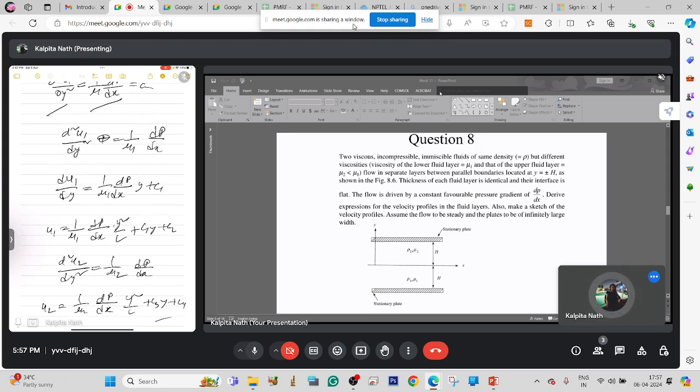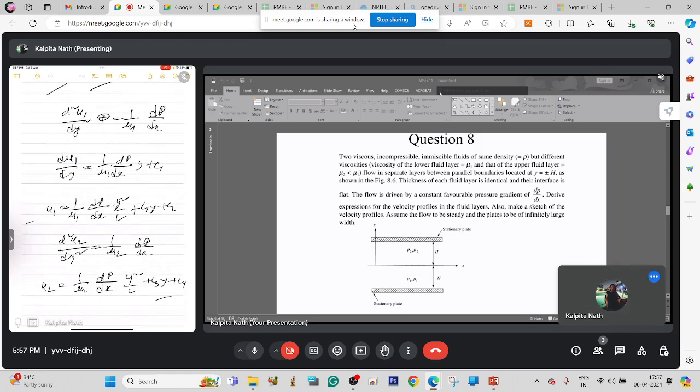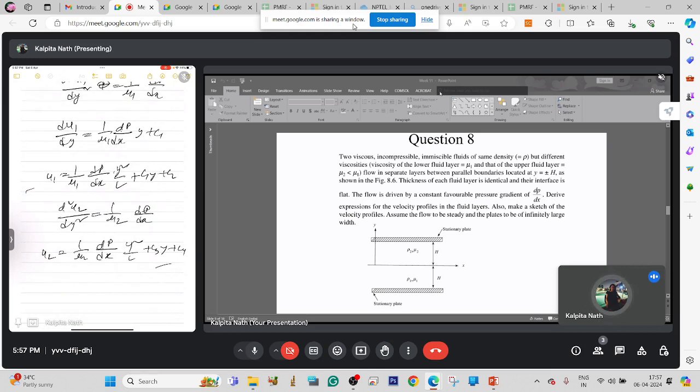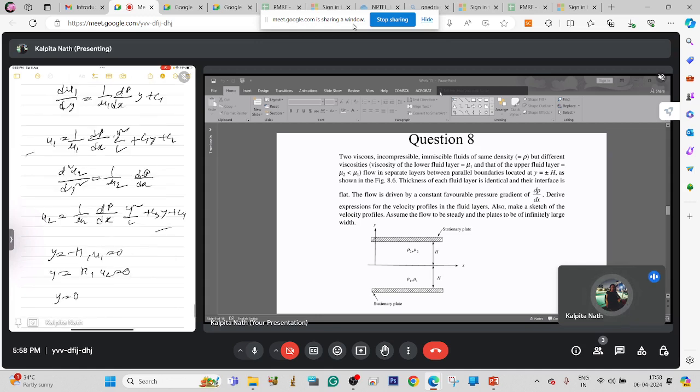This is from y equal to 0 to h, and this is from minus h to 0 for the other part. Now, what are the boundary conditions? There are two equations, so we need four boundary conditions. At y equal to minus h, u1 is equal to 0; at y equal to h, u2 is equal to 0; at y equal to 0, u1 is equal to u2; and at y equal to 0, mu1 du1/dy is equal to mu2 du2/dy.